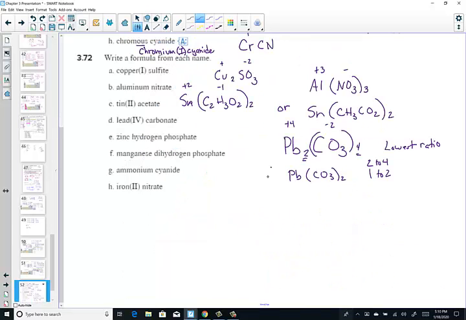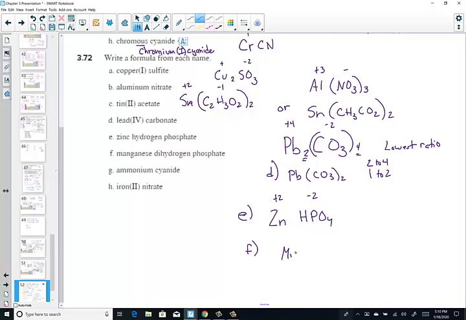That was letter D. How about E? Zinc. That one we know is always a +2, so that's a fixed charge, no Roman numeral necessary. Hydrogen phosphate was also a -2, so that's electrically balanced. ZnHPO4, all one formula.